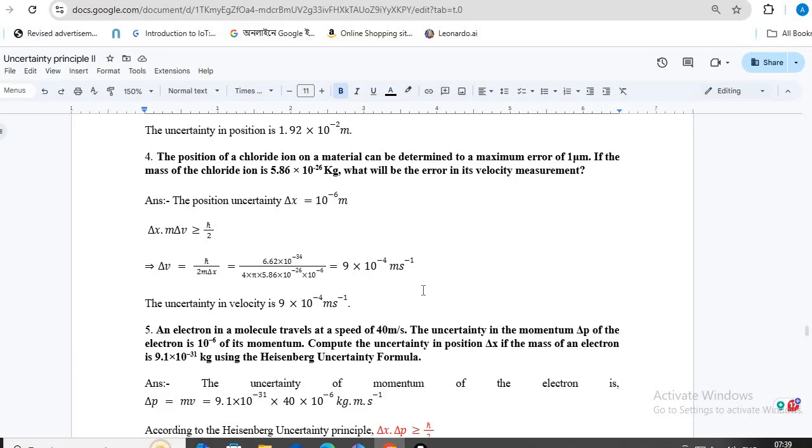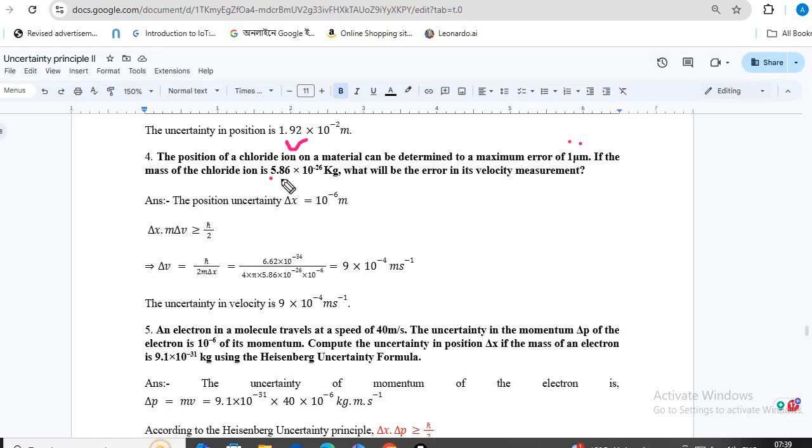Now we have the fourth one. In this case, we have taken the position of an ion. It's a chloride ion. It is given that the maximum error in this case is 1 micrometer. So you are measuring position. Just imagine you have a chloride ion and you want to determine its position, and here the error in the system is in the order of 1 micrometer.